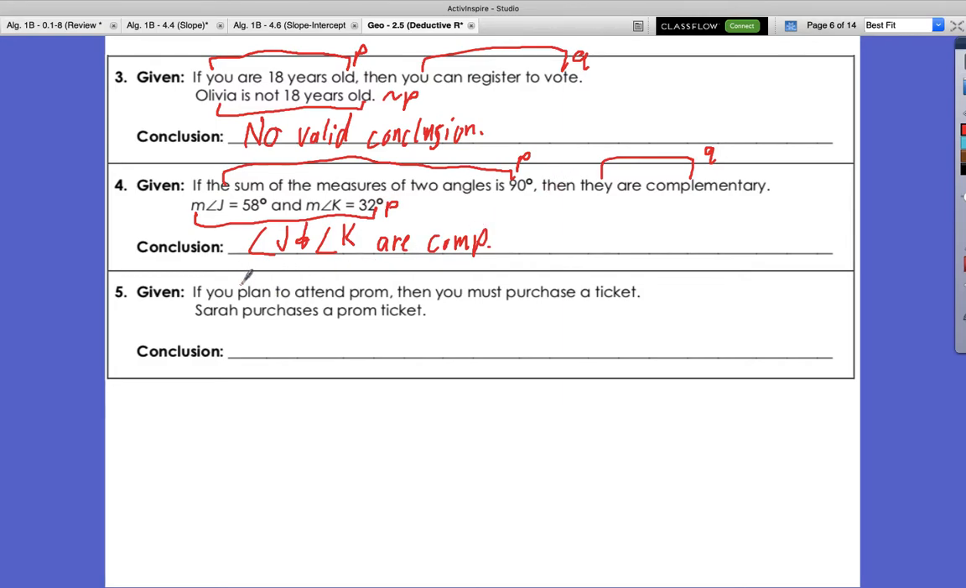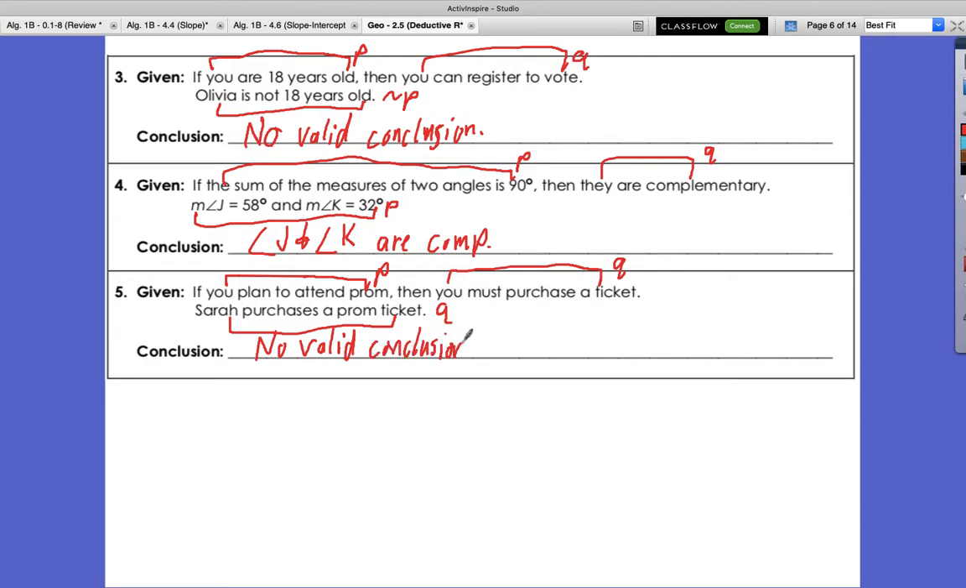5. If you plan to attend prom, then you must purchase a ticket. Well, you plan to attend prom is our P, and then you purchase a ticket is Q. Sarah purchases a ticket to prom, or purchases a prom ticket. That's Q. Well, Sarah purchased a prom ticket. Does Sarah plan to attend prom? We might say, well, yeah, probably, but we don't actually know for sure. We have no valid conclusion. Because it was not the hypothesis stated, we can't say that there's a valid conclusion.